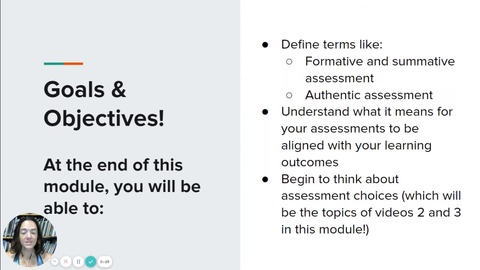So goals and objectives. We're going to define some important terms: formative and summative assessment and authentic assessment. Then we're going to talk about what it means to have those aligned with your learning outcomes. Some of the things that we've been talking about in previous modules, we're going to come in here and think about how to get that whole process aligned with one another so that everything we're doing is working our way towards those learning outcomes. And then we're going to begin to think about assessment choices, which is what we pick up in modules 2 and 3.